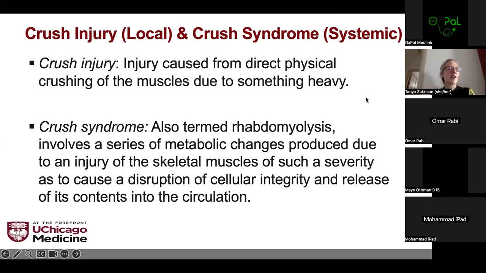Okay, excellent. So we'll carry on with crush injury versus crush syndrome. Anything syndromic is sort of the whole body has a problem. Anything with an injury is talking more about a local problem. So a crush injury is the local injury caused from physical crushing of the muscles due to something heavy like rocks, destruction of a building, anything that goes on top of a person's leg or something. Crush syndrome is when the crush injury has caused so many problems on a cellular level that it's affecting your kidneys, it can affect your heart, and a whole bunch of different things that we will talk about.